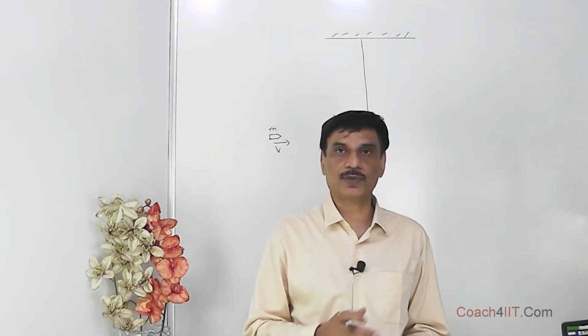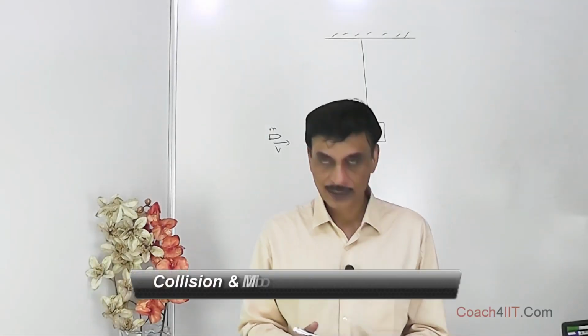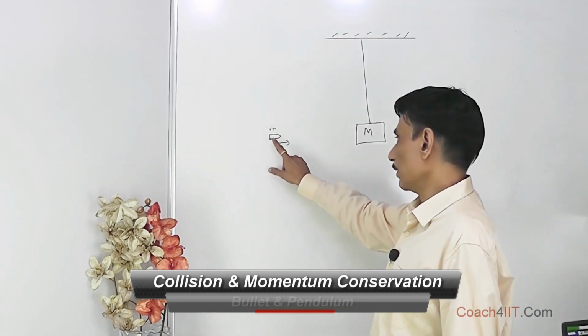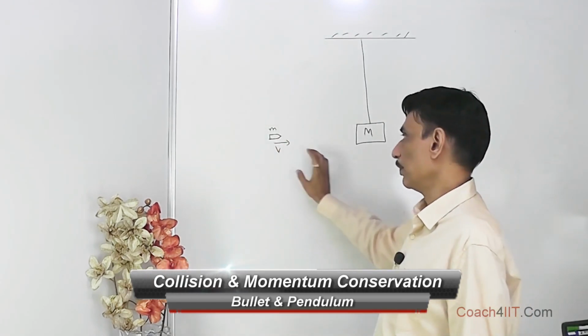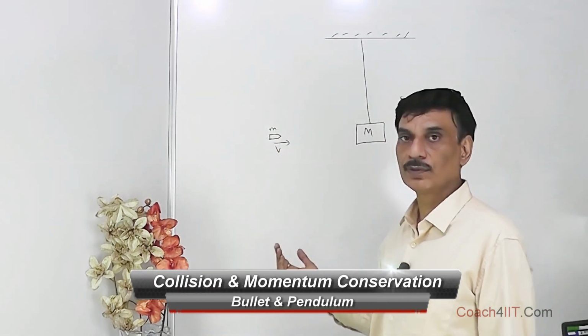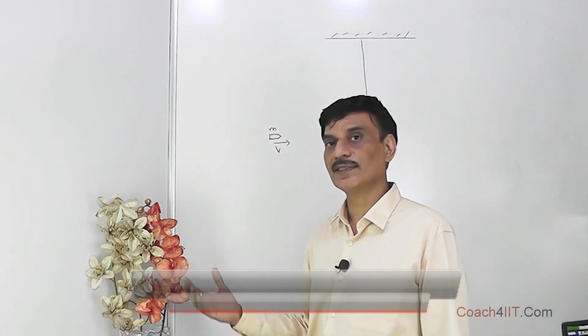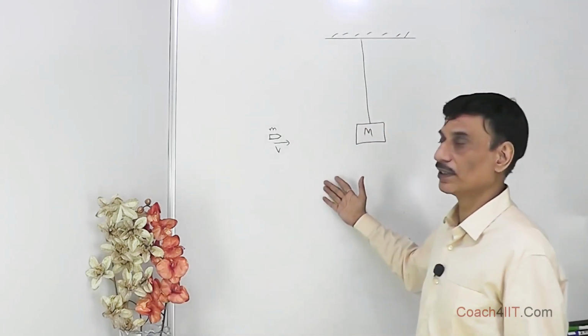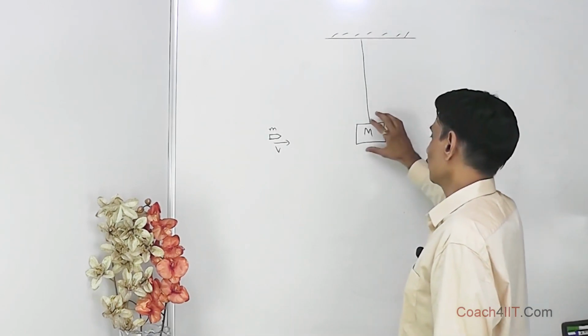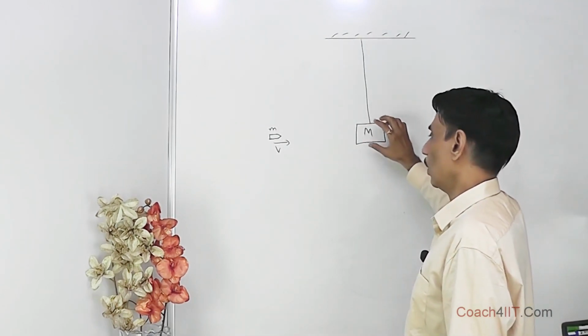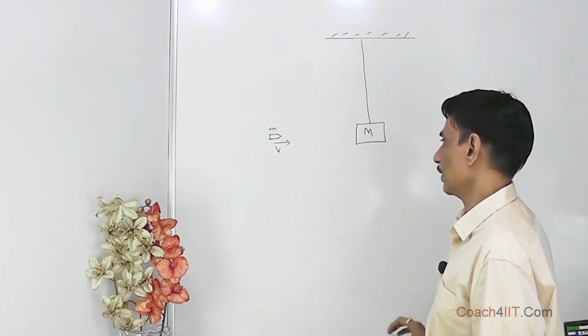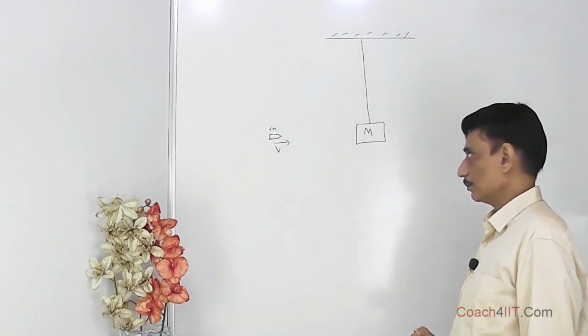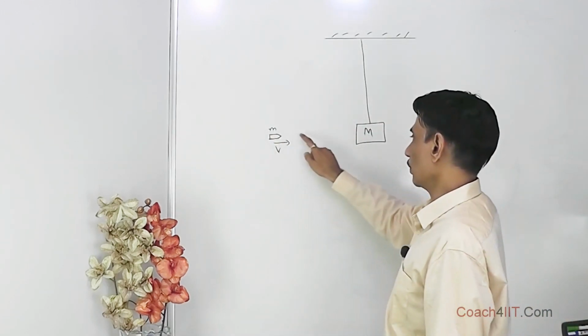We may come across a very usual problem: there is a bullet of small m coming with some velocity. Some numeric values may be given to you, that is, mass is 10 gram, velocity is 500 meter per second, and there is a block of 10 kg or 1 kg hanging from a string over here. We have taken it as a capital M. So the bullet is coming horizontally.